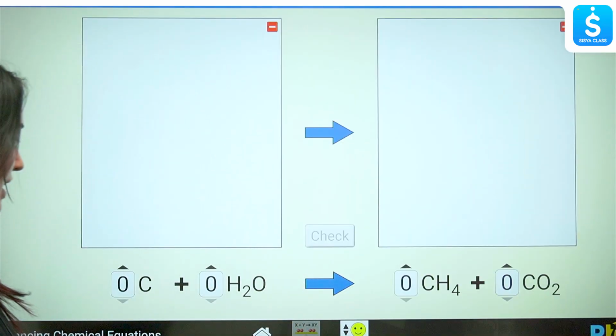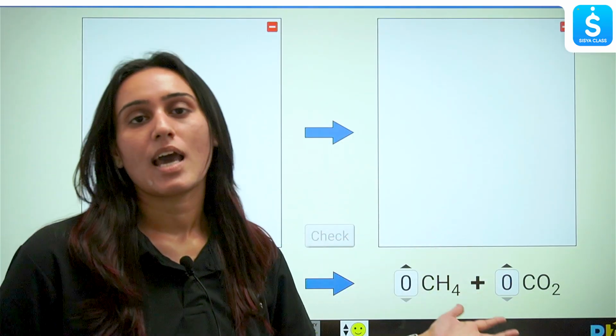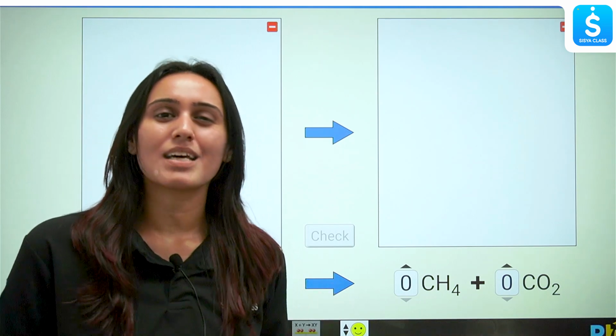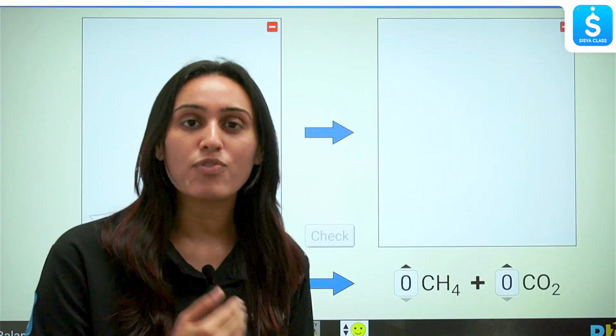Okay, so as you can clearly see, I have only one carbon atom on the reactant side. On the product side, I have two. So I don't have to see the other elements. I can clearly see this reaction is not balanced. So I should move ahead with the steps.